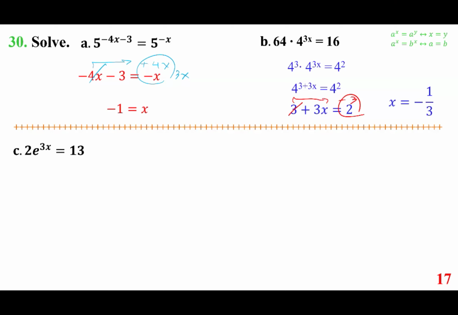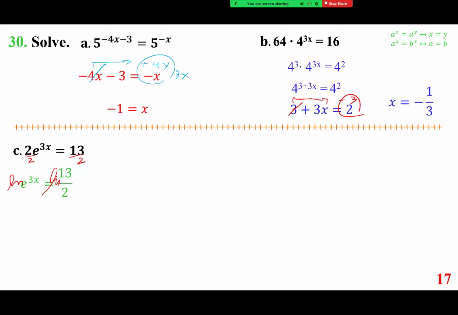Two e to the power of 3x is 13. We are going to divide by 2. And now you have a choice. You can change from exponential format to logarithmic format. Or you can say, I'm going to take a log of both sides. Because the left side has a base e, I'm going to take a natural log.